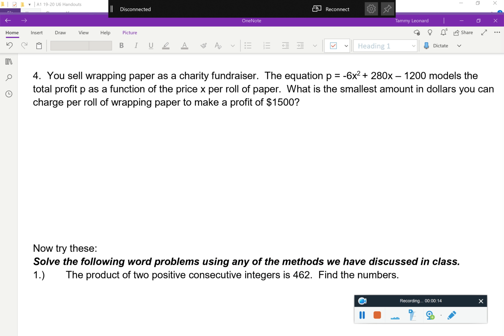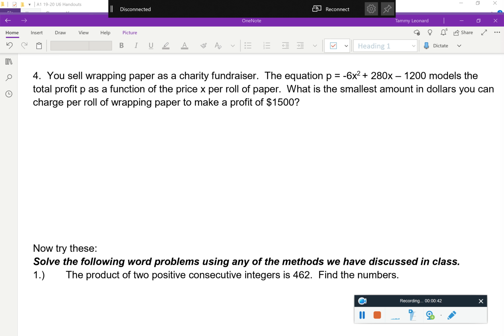It says you sell wrapping paper as a charity fundraiser. And the idea here is you sell wrapping paper as a charity fundraiser every year. And you've been keeping data as to how this works out from year to year. Because you've got a math teacher who volunteers for your charity, and what else are they going to do except keep data? It says the equation P equals negative 6x squared plus 280x minus 1200 models the total profit P as a function of the price X per roll of paper.